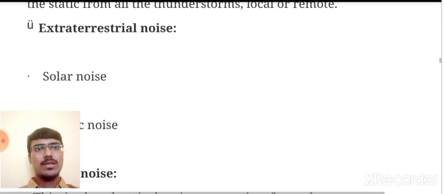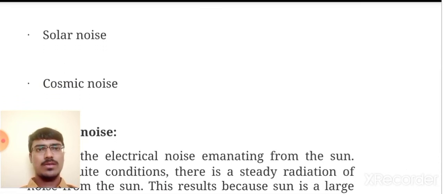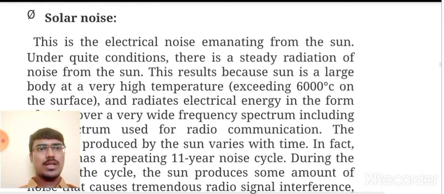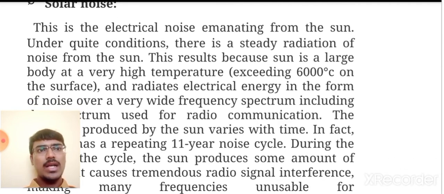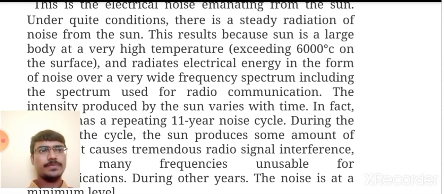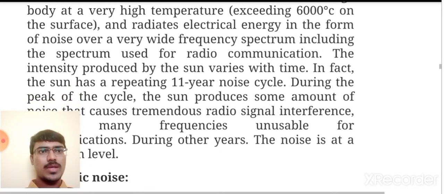Extraterrestrial noise. In extraterrestrial noise, there is a subdivision classification: solar noise and cosmic noise. Solar noise is the electrical noise emanating from the sun. Under quiet conditions, there is a steady radiation of noise from the sun. This results because the sun is a large body at a very high temperature exceeding 6000 degrees Celsius on the surface and radiates electrical energy in the form of noise over a very wide frequency spectrum, including the spectrum used for radio communications. The intensity produced by the sun varies with time.